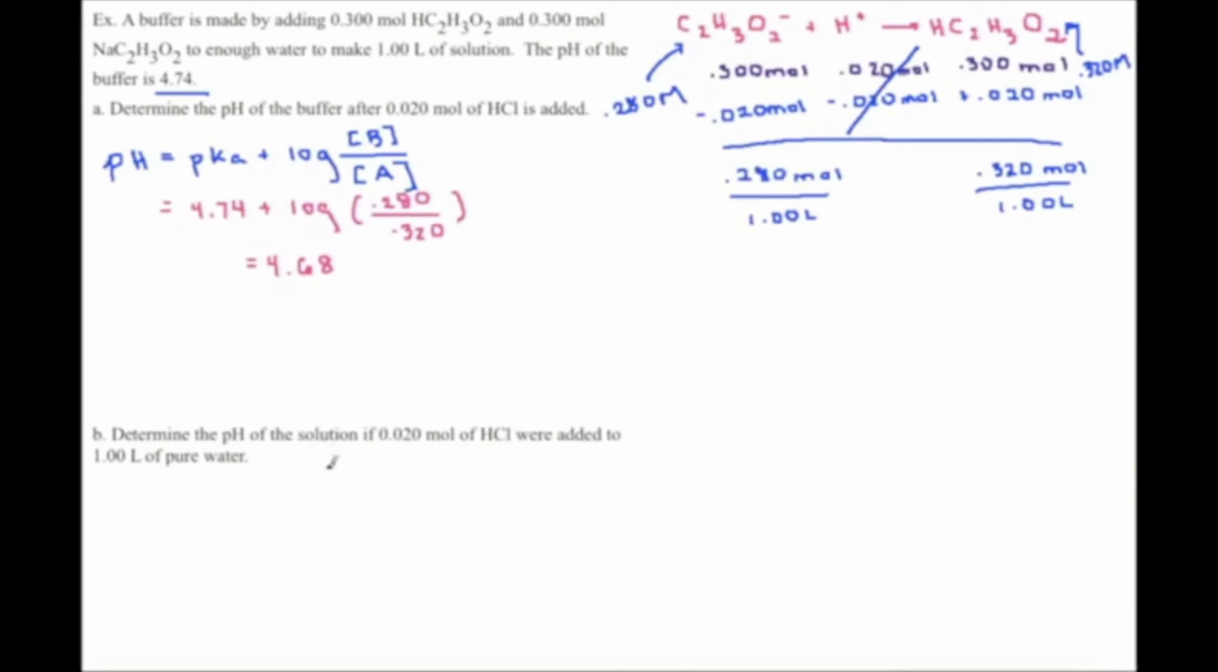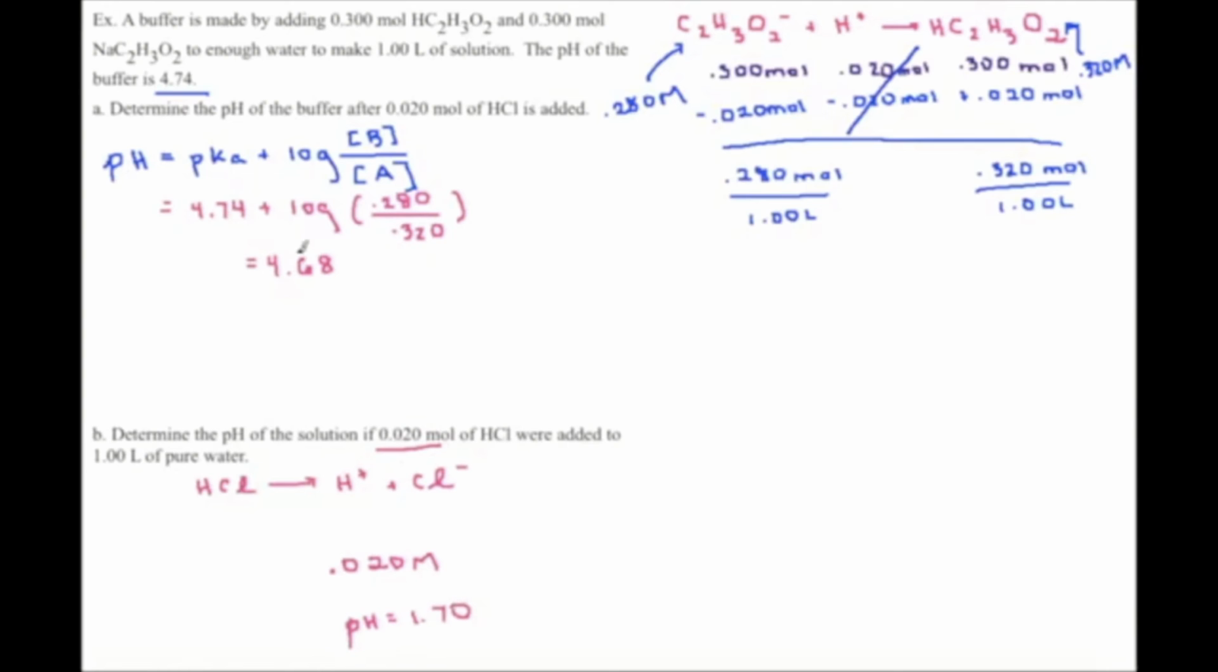Now, the second part of this question asks us to determine the pH of a solution if that amount of HCl were added to pure water. Well, in this case, you just have HCl, and so it's going to produce hydrogen ions and chloride ions. Since the concentration is 0.02, I know that the concentration of H+ that's produced is also going to be 0.020 because this is a strong acid, and since it was in 1 liter of water, it's going to be 0.020 molar. Therefore, when I find the pH of this, I find that it's 1.70.